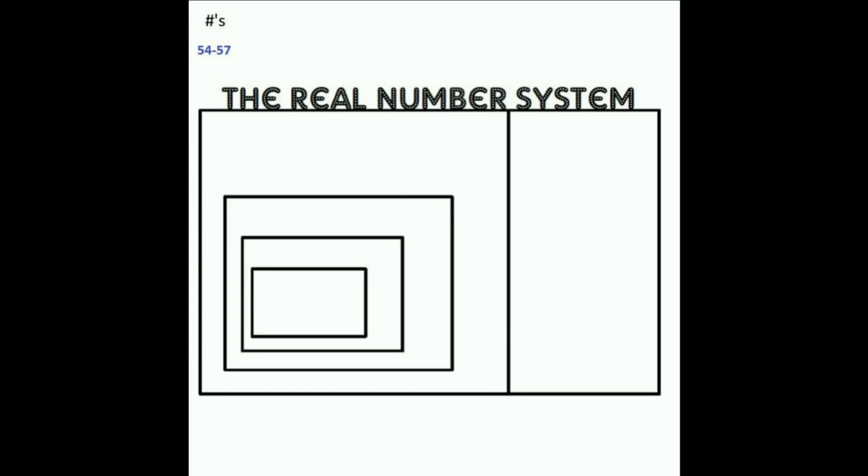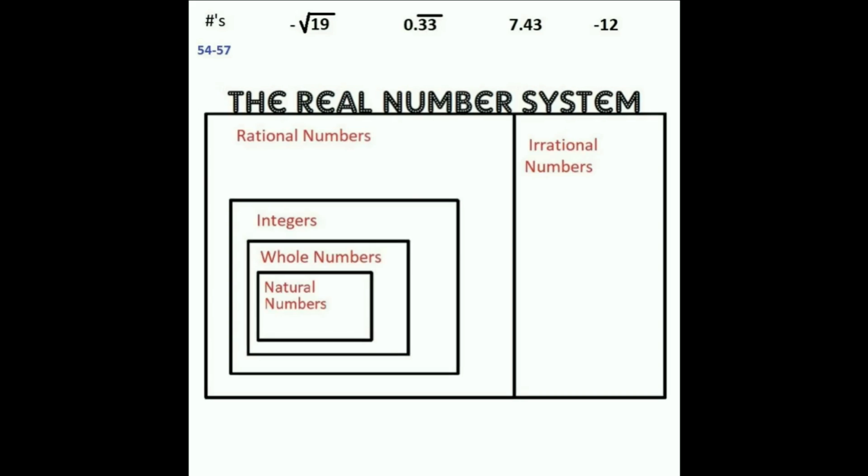The second half of this, and yes, there's part 2, we look at numbers 54 through 57. What we're doing is categorizing real numbers. So let's go ahead and go through our organizer. Here are the 4 numbers we're going to look at: the negative square root of 19, 0.33 repeating, 7.43, and negative 12. Here we have the labels for each part of the real number system: rational numbers, irrational numbers, integers, whole numbers, and natural numbers. We have used this same chart before, and we're going to use it again to categorize these numbers.